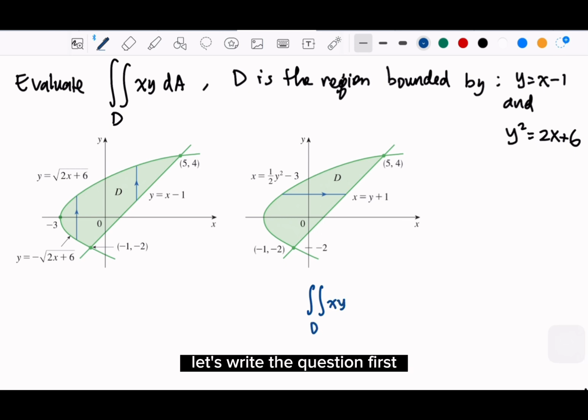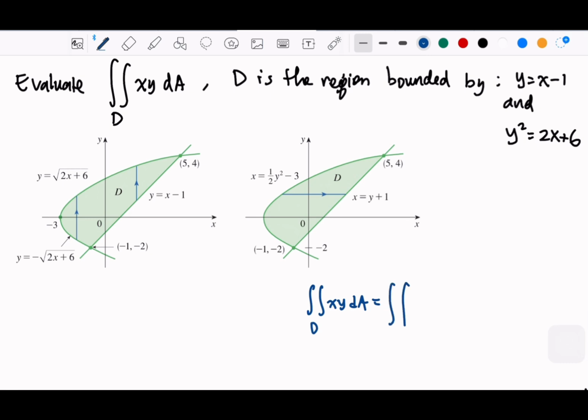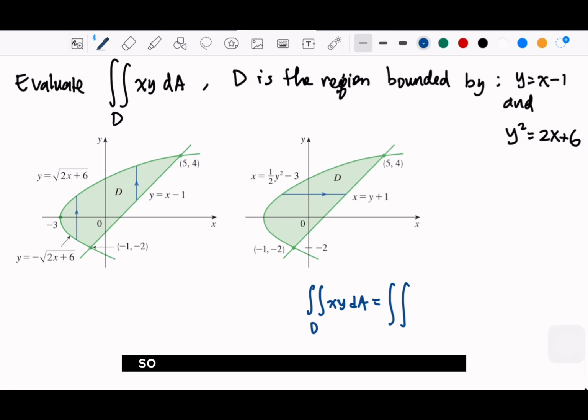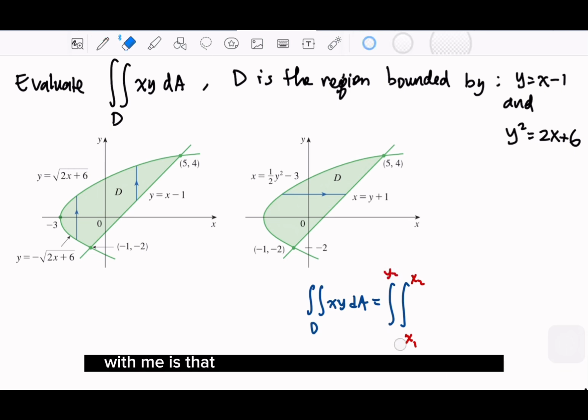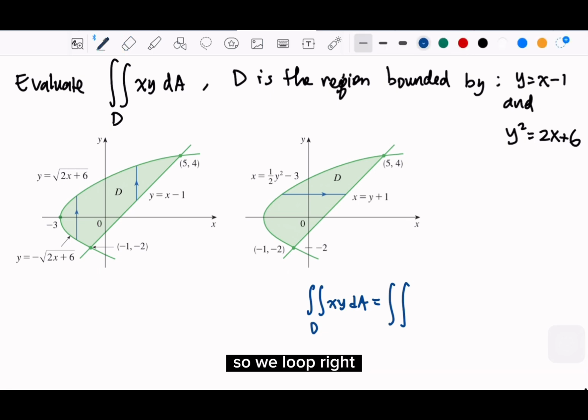Let's write the question first. That is the question. And then we can input. So since we are going to take the function of y, we are going to see that this part here is going to be x1, x2, right? And this will be y1 and y2, which means that we are going to see constants in y. So we will write this as negative 2 and 4, right?